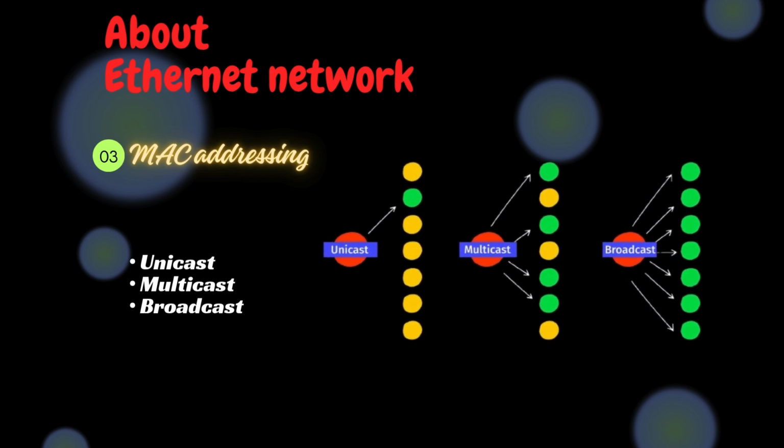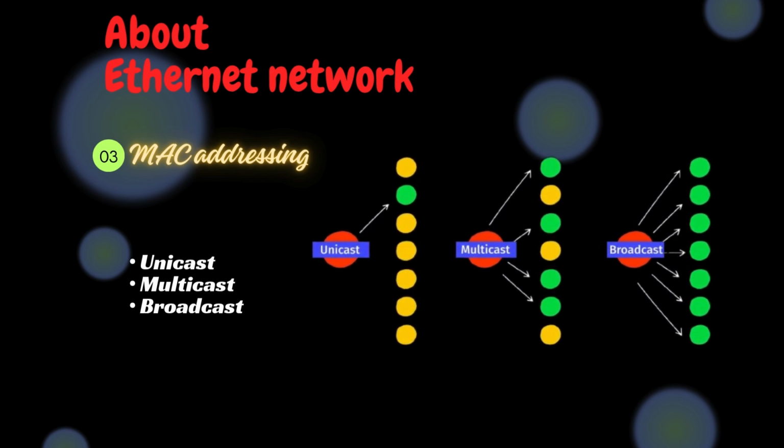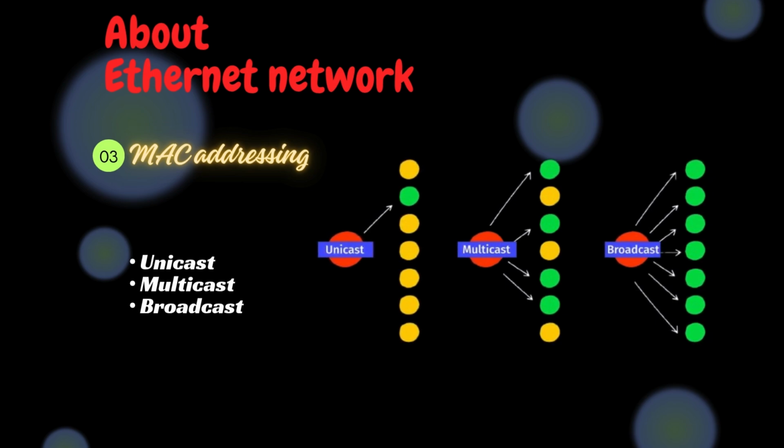MAC addressing defines how data is delivered on a network. In unicast, data is sent to a single specific device. Multicast sends data to a group of devices that are interested in the same content. And broadcast sends data to all devices on the local network. Each method serves a different purpose in efficient data communication.